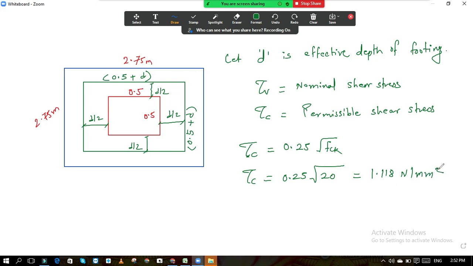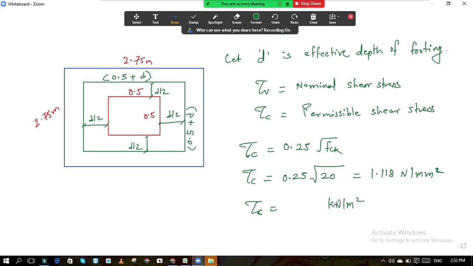It is Newton per mm square because 20, the fck, is in Newton per mm square. So your answer for tau c, the permissible shear stress, is 1.118 Newton per mm square. Now if I want to convert it into kilonewton per meter square, what will be the value of tau c then?